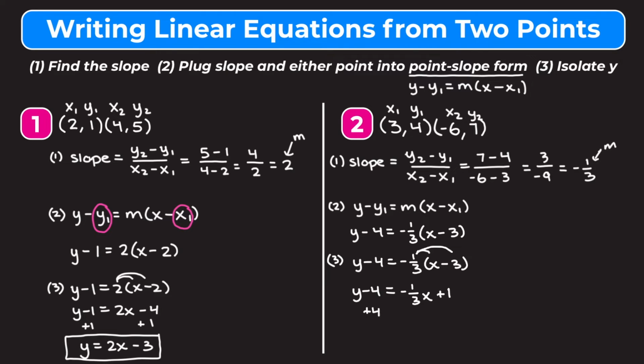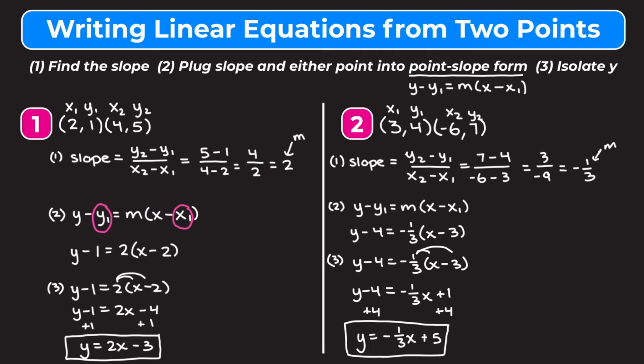Finally, add 4 to both sides of my equation. On the left, I'm left with y, which is what I want. On the right, I get negative 1/3 x, and plus 1 and plus 4 is plus 5. So I get y equals negative 1/3 x plus 5.